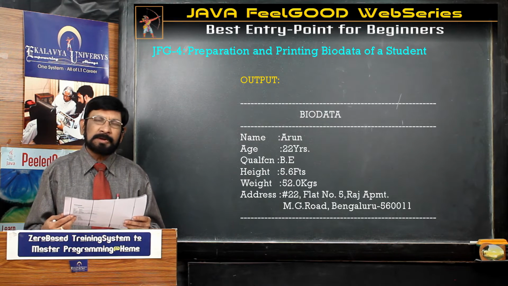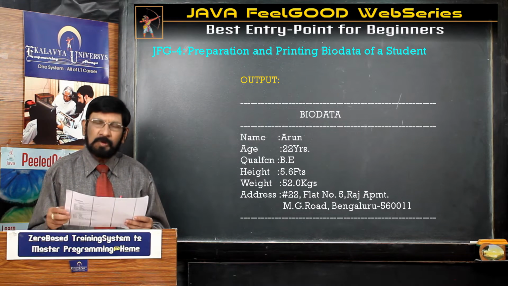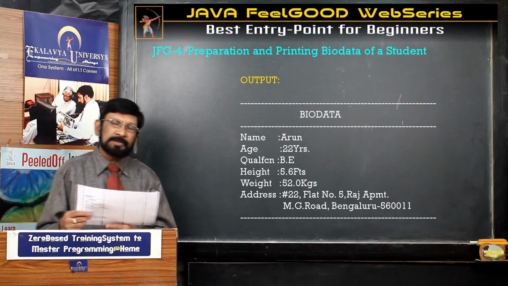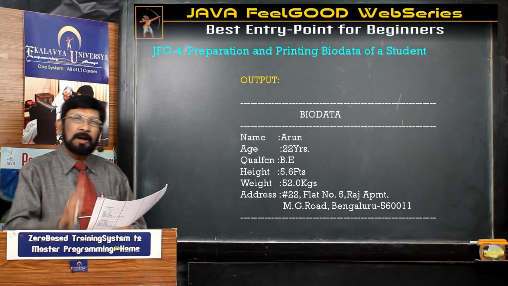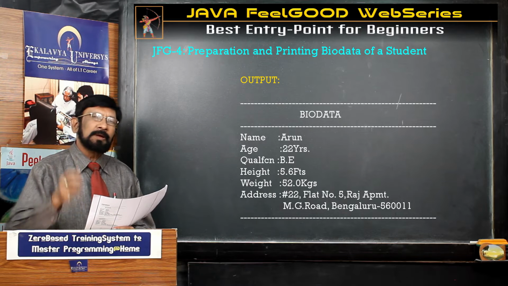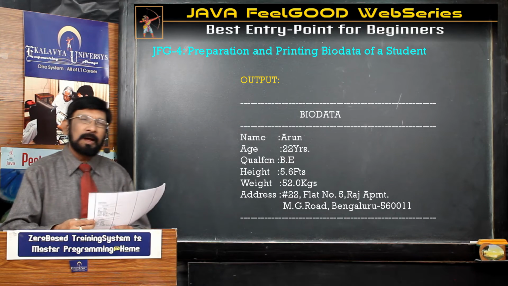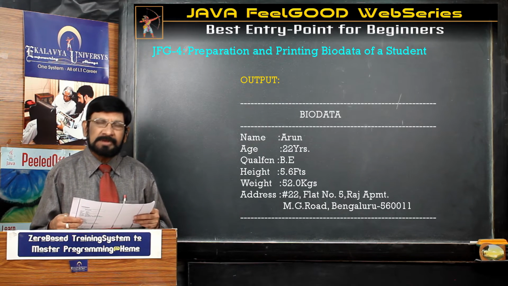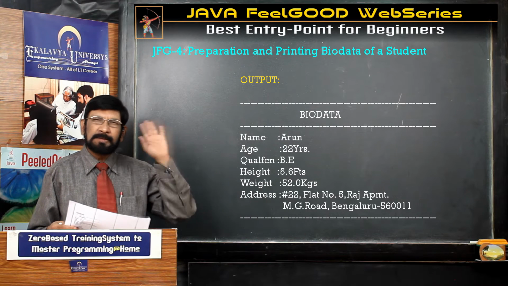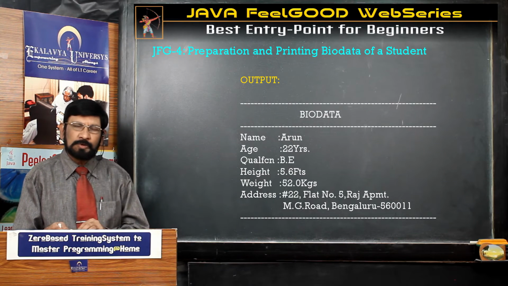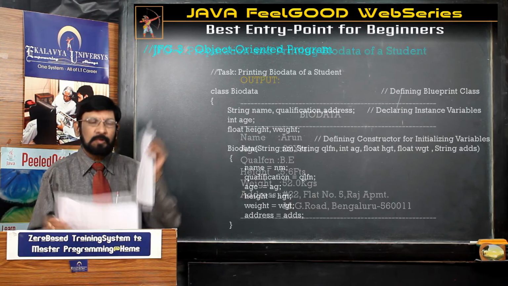Thereafter, demo biodata already you have seen. Here more number of items are there. And thereafter, after blueprint class is over, you have to define implementation class, and there you have to instantiate objects. This is the mental work. Once mental work is over, you start writing your code.